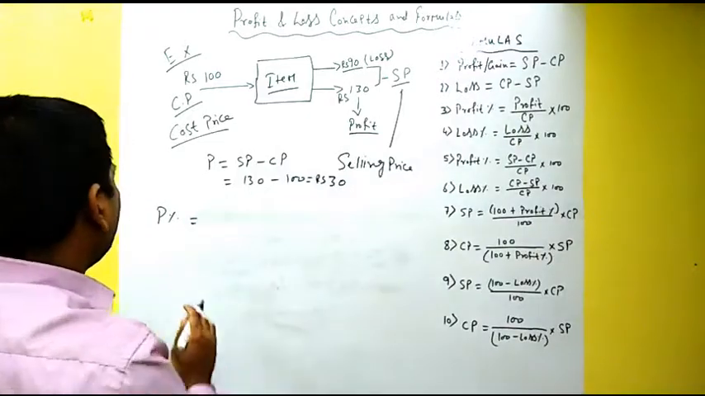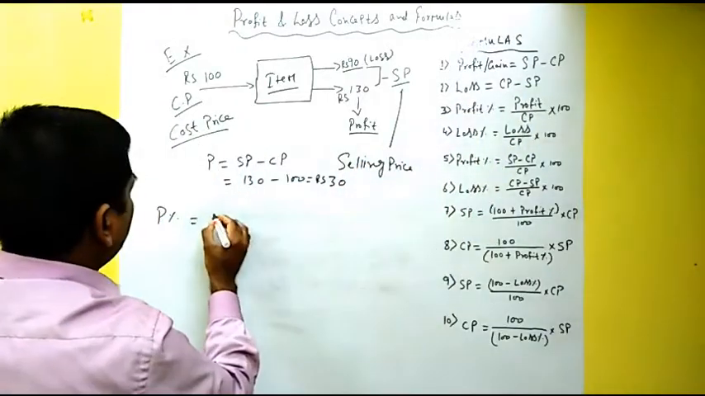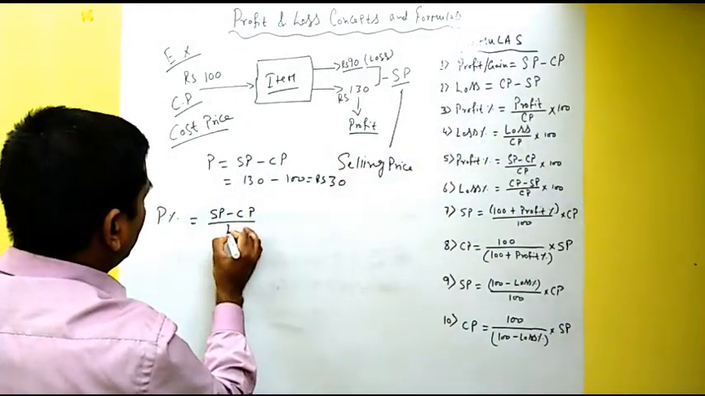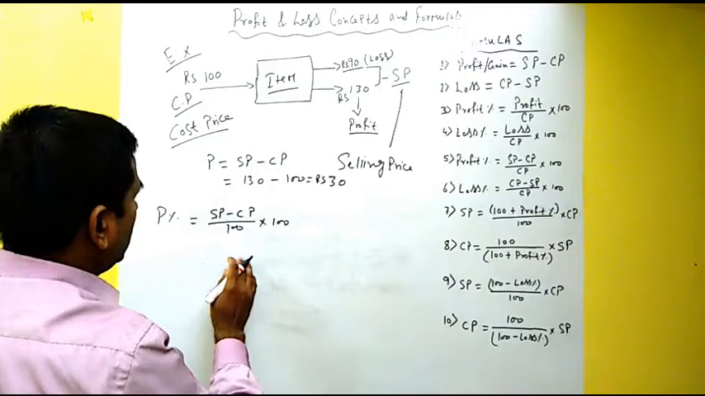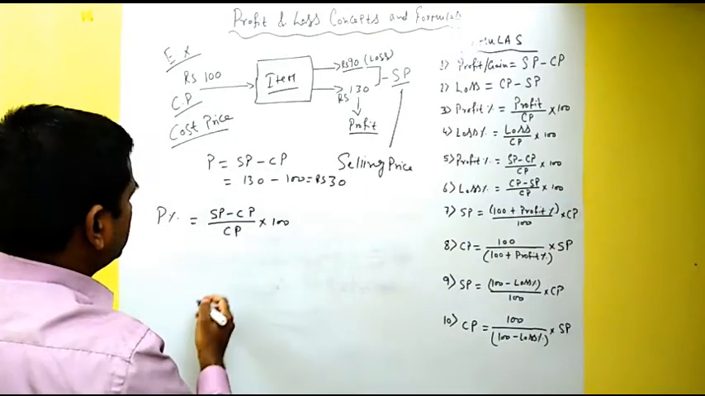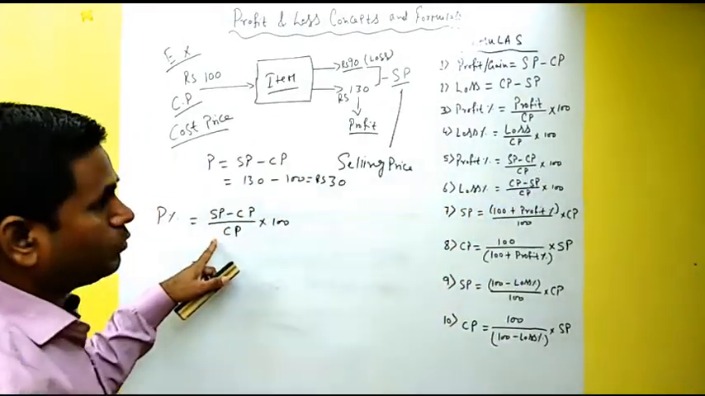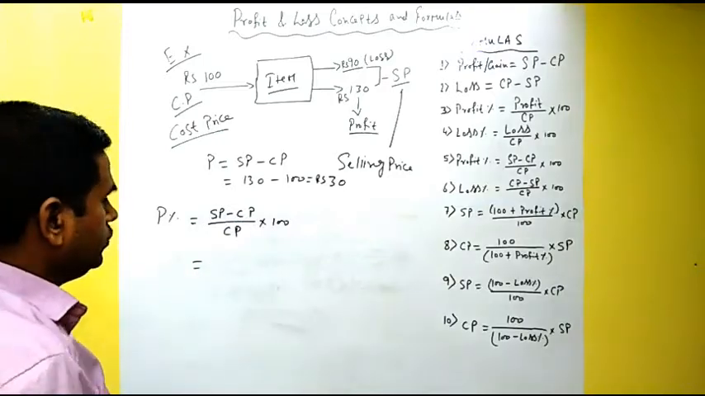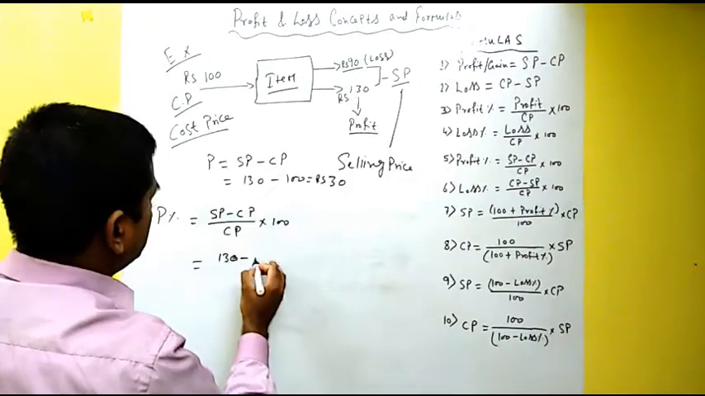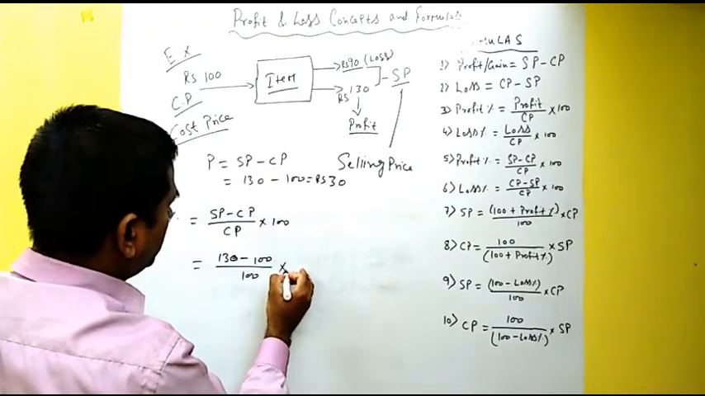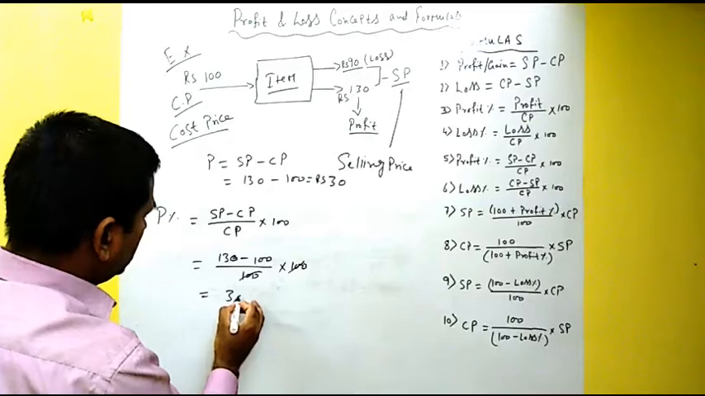So what we learned, profit percentage is equal to profit upon CP multiplied with 100. Instead of profit we can also write SP minus CP, upon CP, multiplied with 100. So you can see now we got the same fifth formula, SP minus CP upon CP into 100. So SP is 130 minus CP 100, again CP 100 multiplied with 100. The 100 is cancelled, 130 minus 100 is 30%.